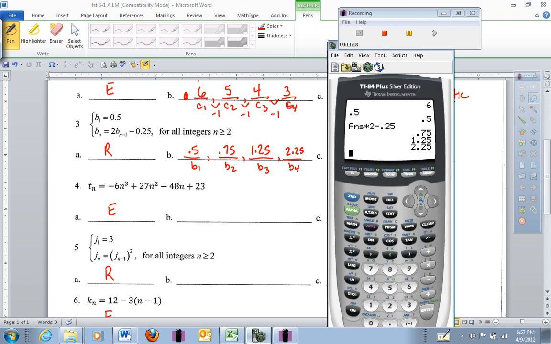Okay, well if that works, then we should be able to take our 1, 2, 3, 4. Here's our 5th, 6th, 7th, 8th, 9th, and our 10th term. Our 10th term is 128.25. The 10th term is 128.25.